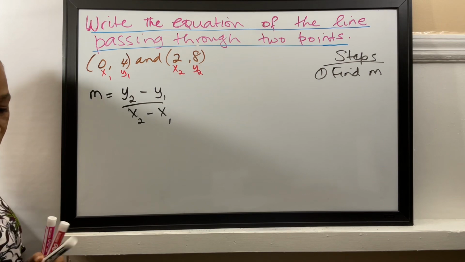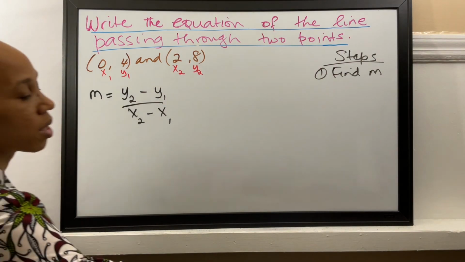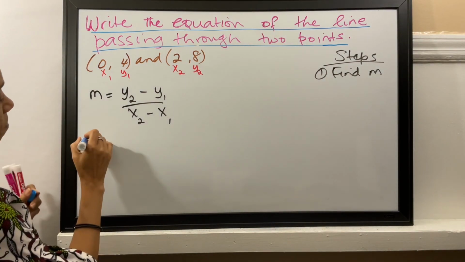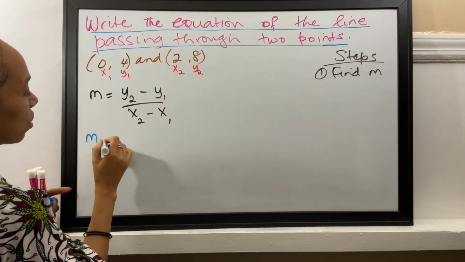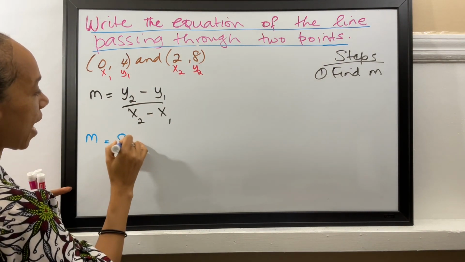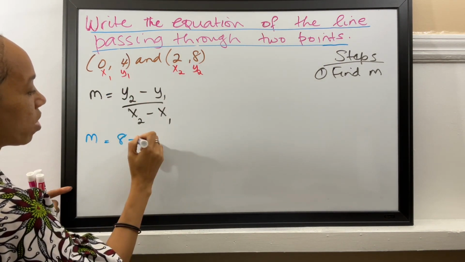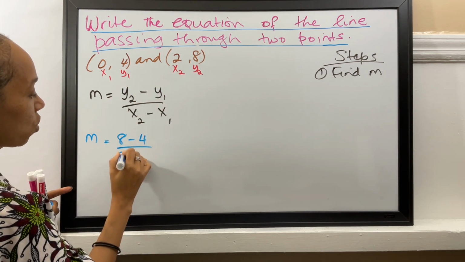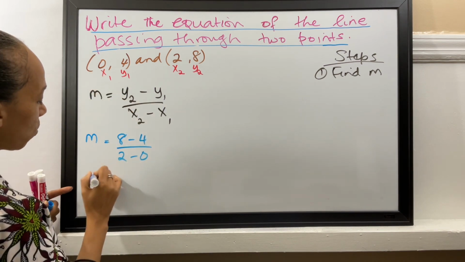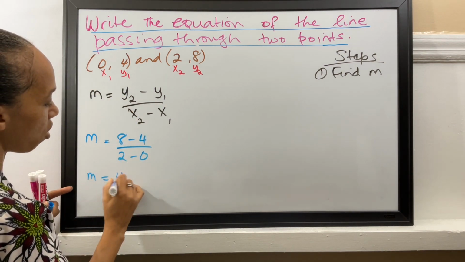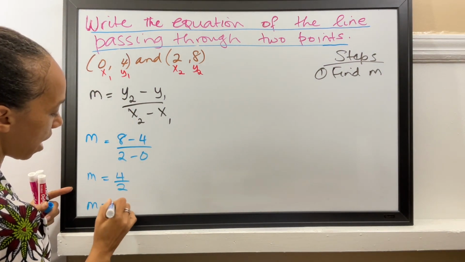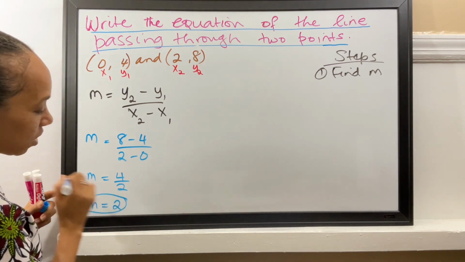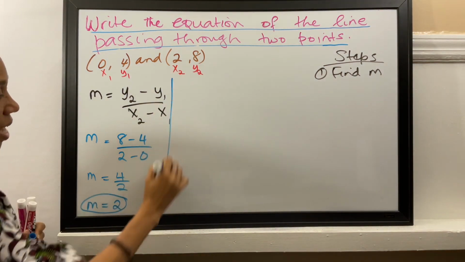So let's continue. For m, we're going to substitute: y2 is 8 minus y1, which is 4, over x2 is 2 minus 0, which is x1. So m is 4 over 2. So m here is 2. We are going to need the slope. All right, that's step 1.